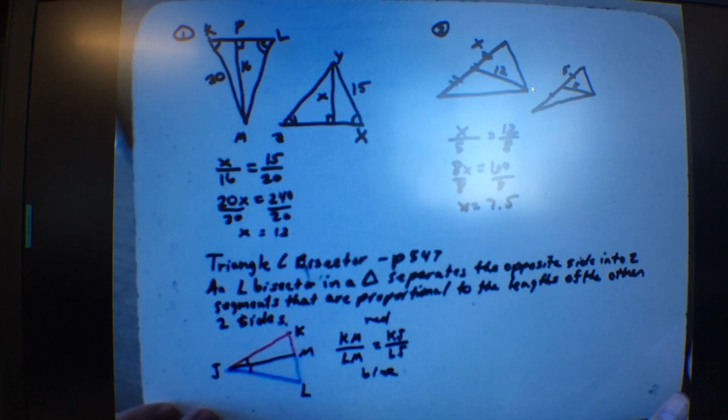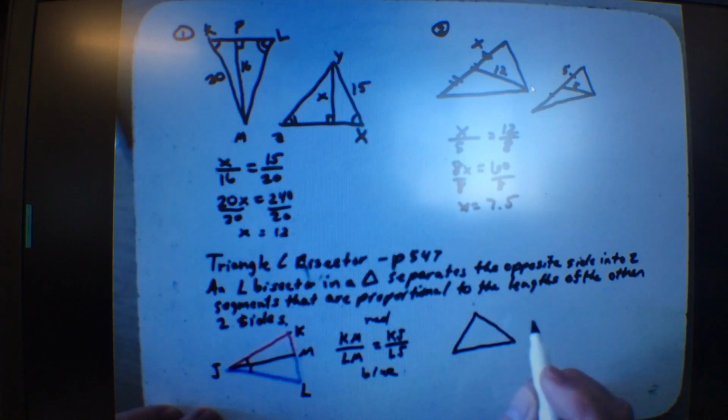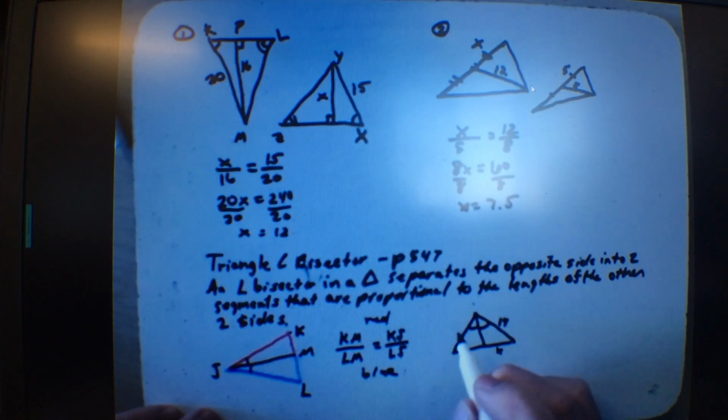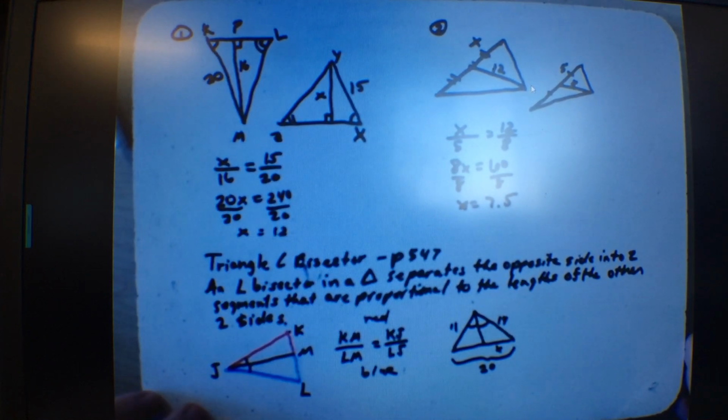Okay? Alright, so what it looks like is, I'm going to give you a little bit of a harder one than the example here, I think. We'll see if we can do this one. Okay, so this is an angle bisector. Does everybody see that? This is X. This is 14. This is 11. This whole bottom side here is 20. Okay? So what kind of proportion would I have to solve for X?